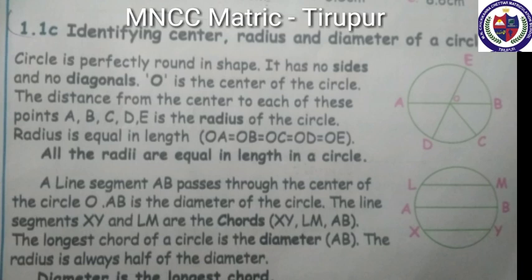Next picture: a line segment AB passes through the center of the circle O. AB is the diameter of the circle. The line segments XY and LM are the chords. The longest chord of a circle is the diameter AB. The radius is always half of the diameter. Diameter is the longest chord.